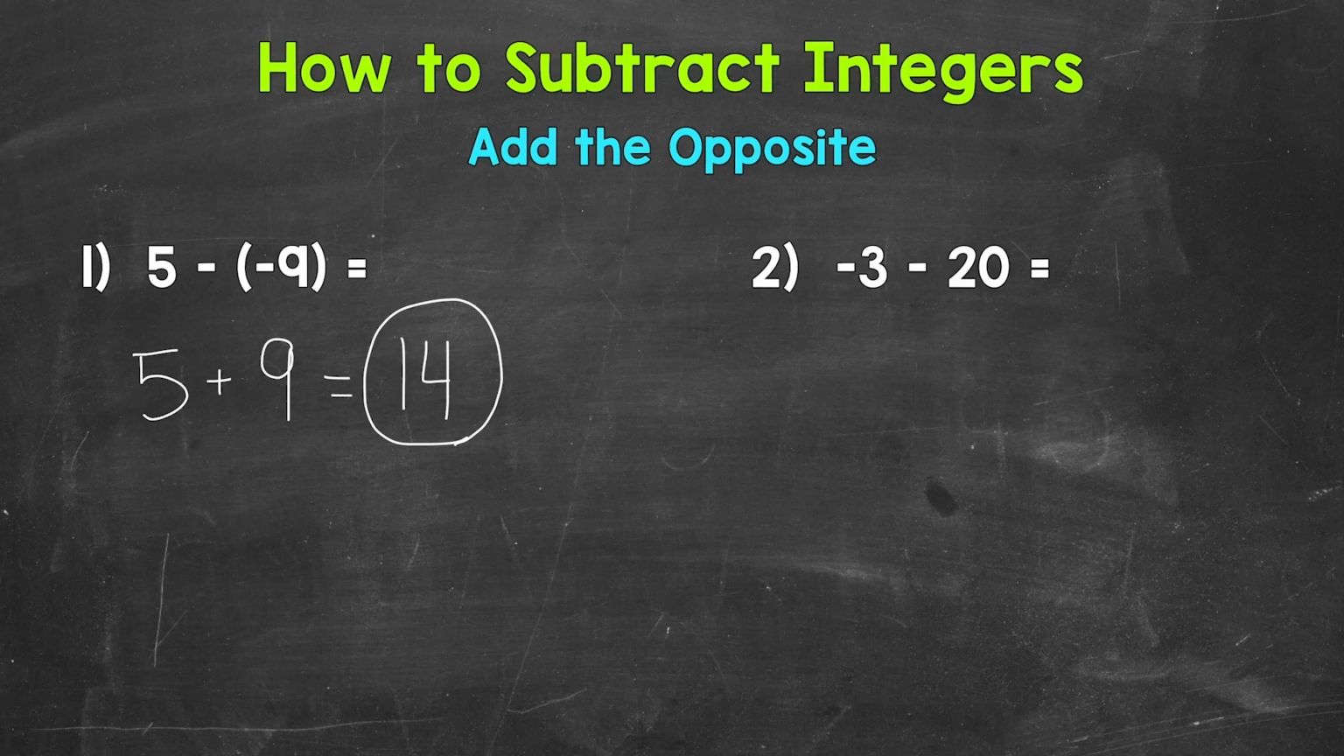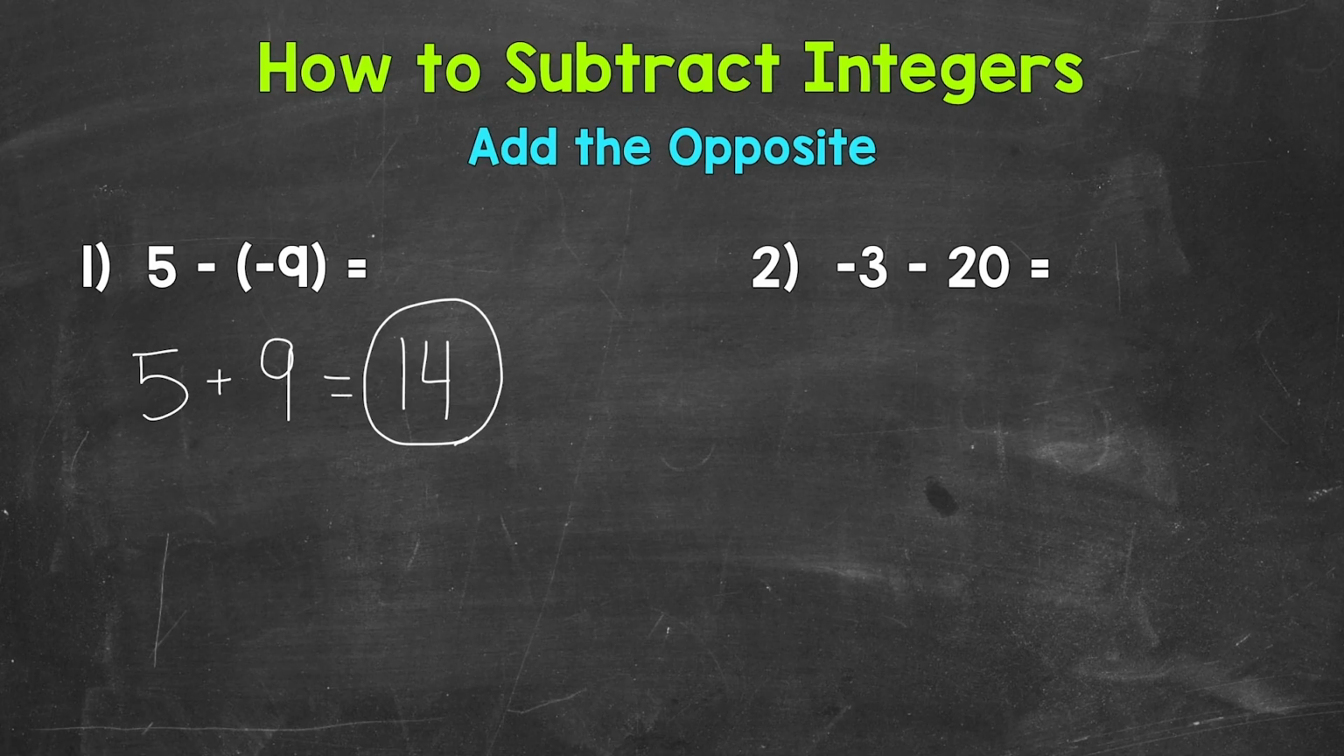Think of subtracting a negative like subtracting or taking away that debt or expense and getting that money back. That is a good, positive thing and increases the value of that problem. So, something to think about. Let's move on to number 2, where we have -3 minus 20.